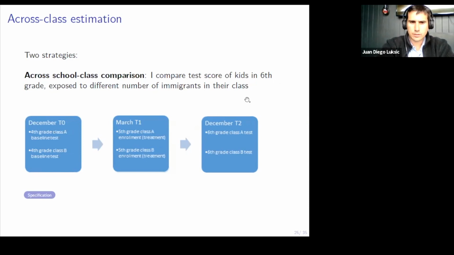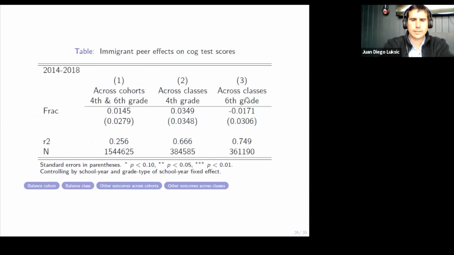And the second approach is just comparing classes in the same school cohort. So what I found is a null effect using both methods. No? The first column is comparing school cohorts. So I said that the fourth grade received one more immigrant than sixth grade in the same school, and I compare the test scores. As you can see, this is a null effect, and also it's economically not significant compared to the other results.